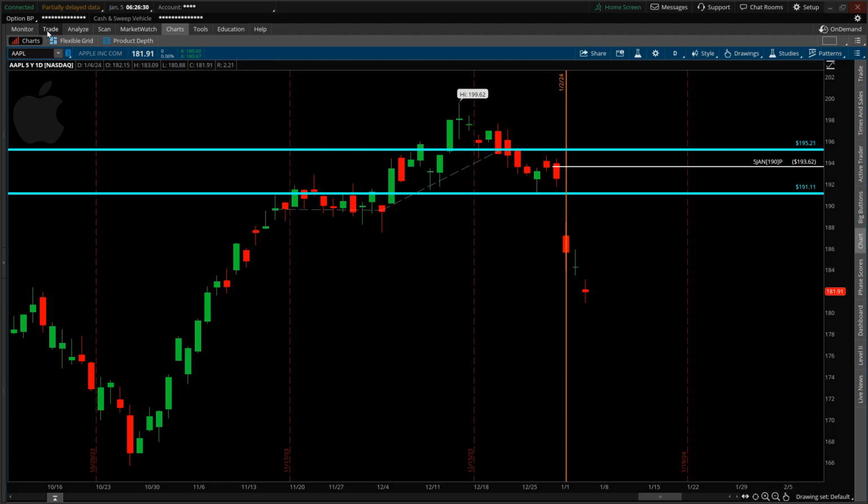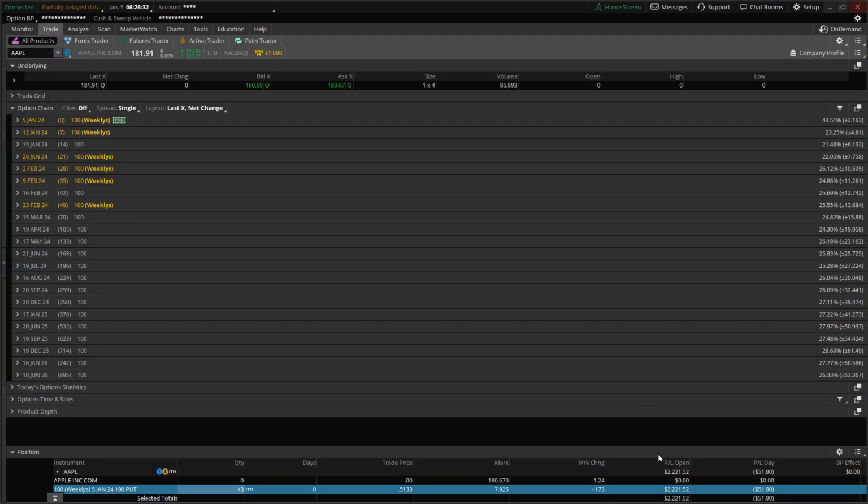Switching over to the trade tab, you can see that the P&L is reflecting a positive balance of $2,221 as of yesterday's close. The premium on the contracts are now valued at $792.50 per contract, where I bought them at $51.33 per option contract. And as shown, these contracts are designated ITM, or in the money.